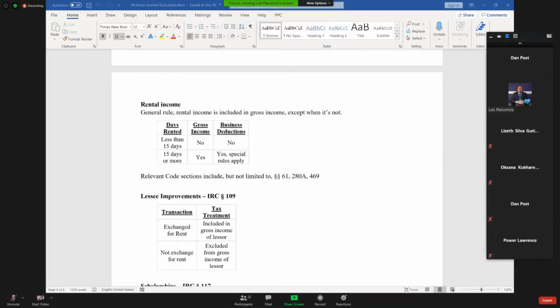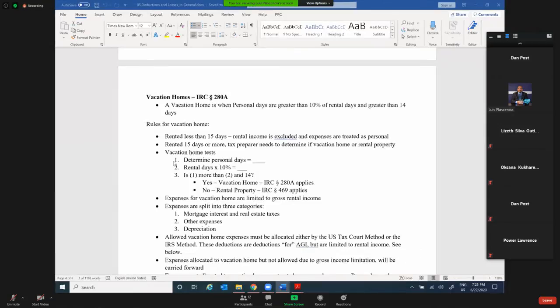And in terms of the vacation home, again, I'm bringing the notes back. Here it goes. Again, vacation home. I want you to take a look at this again. Actually, let's revisit this since we're on the topic. A vacation home is when personal days are greater than 10% of rental days and greater than 14. Again, here are the bullet points. Rented less than 15 days, rental income is excluded and expenses are treated as personal. You can only deduct interest and taxes, right?